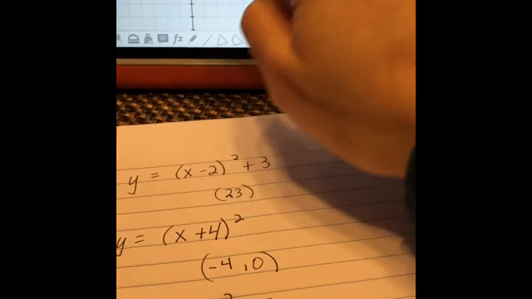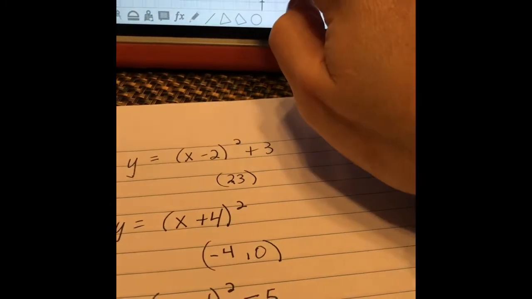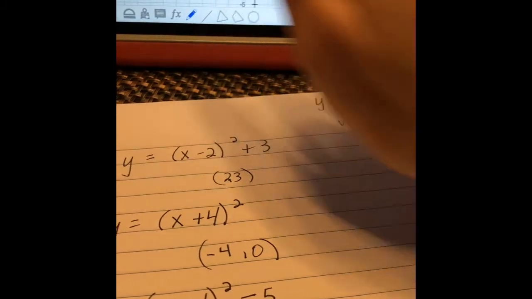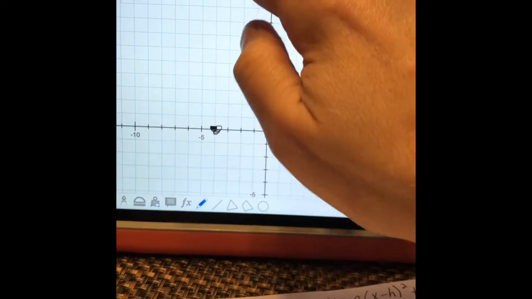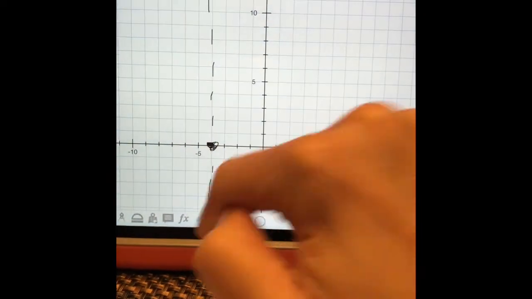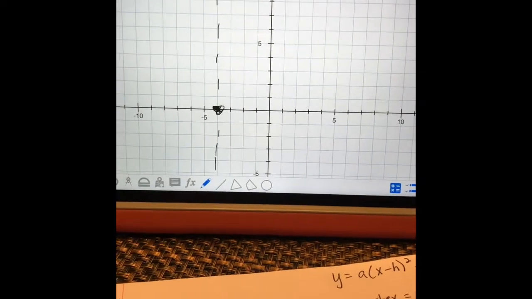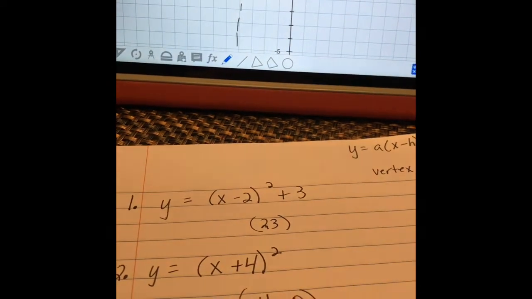So that's why negative 4 is the x-coordinate of your vertex. So back to my graph here. I'm going to plot my vertex first, which is (-4, 0). So right there is (-4, 0). Okay, and because that's my vertex, I have an axis of symmetry right there. And now I look at my a value. So vertex first, then a value. My a value here is again 1 because there's nothing in front of that.